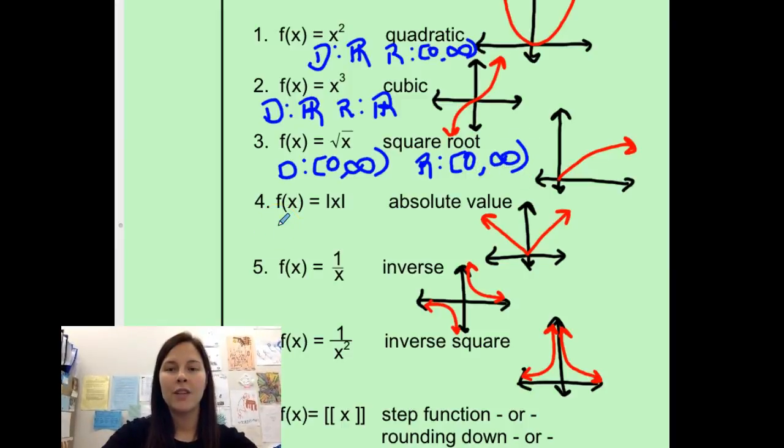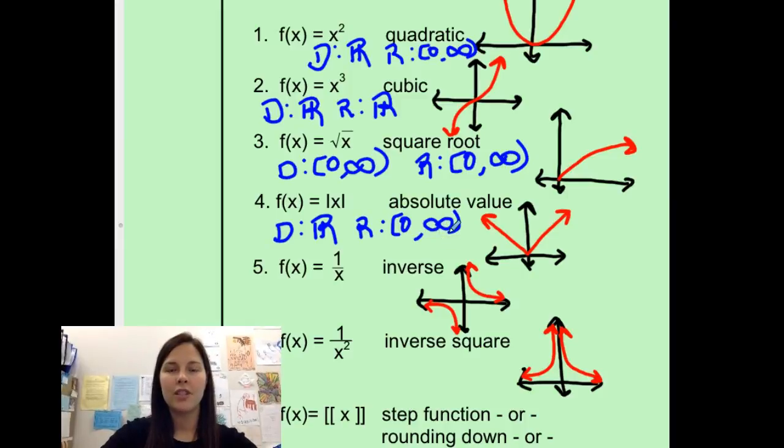Our absolute value function looks like a V. Be careful when you're graphing the difference between the parabola, which has a curve, and the absolute value, which has a V. Domain is all real numbers. Range, similar to that parabola, from 0 up to infinity.